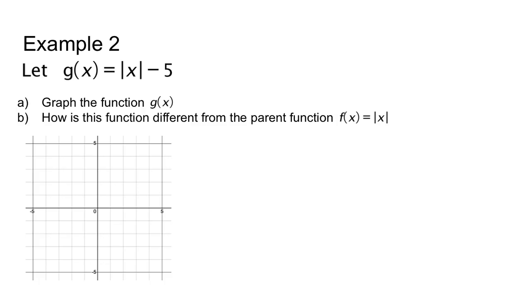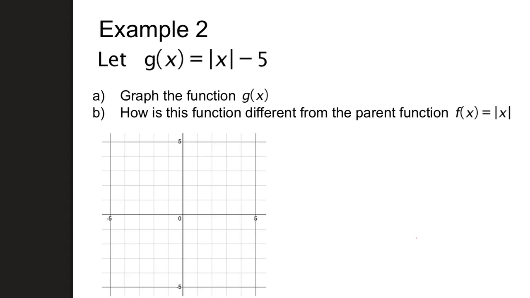Like in this graph, g of x is equal to the absolute value of x minus 5. This minus 5 is going to move my graph down 5 units. So again, we'll take that parent function, and we'll take each point and move it down 5 units.